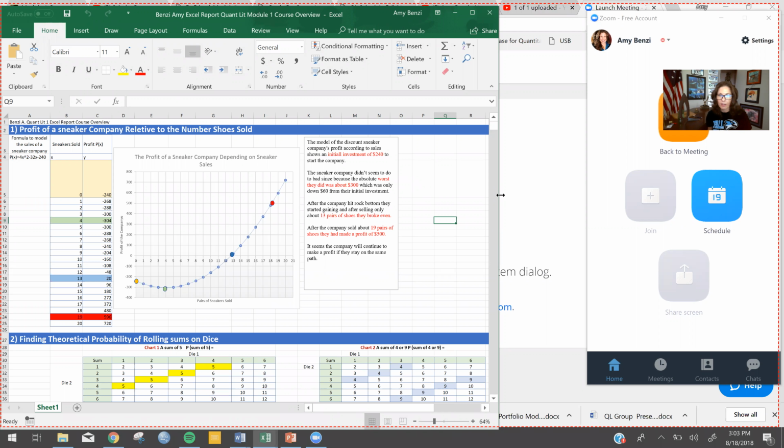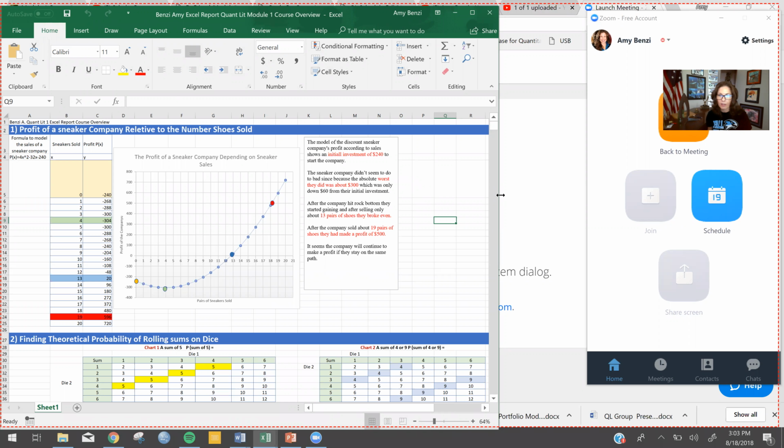For part 2, we were looking for probability of dice rolling. If I rolled 2 die, what's the probability of rolling a sum of 5? These little charts give me a sum of rolling a 1 and 1, a 1 and 2, a 1 and 3, and then if you look all the way over at the bottom right-hand corner, I had a sum of 12, 6 plus 6. The probability of rolling a sum of 5 is 1, 2, 3, 4 out of 36, which came out to be about 11%.